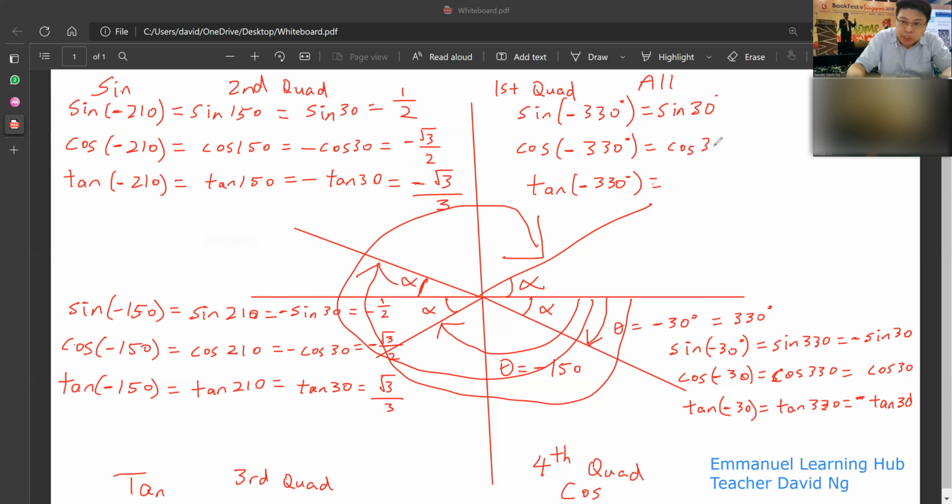By adding 360. And then it's half, then square root 3 over 2 and square root 3 over 3. Because this quadrant is very easy, because it is the first quadrant. First quadrant, Tom, Dick, Harry, all three functions are positive. So you don't need to worry about which sign is negative. Okay? Clear? About the cycle? Because this one is very confusing to a lot of students. And this is a very important concept in A Math trigonometry.